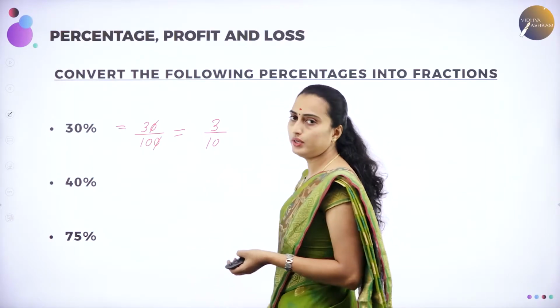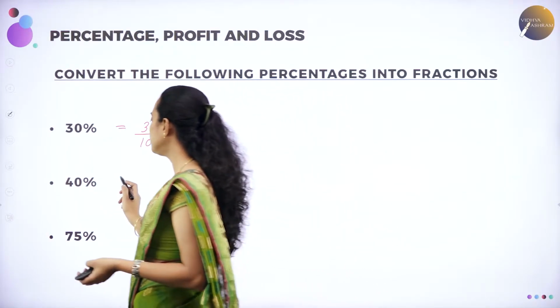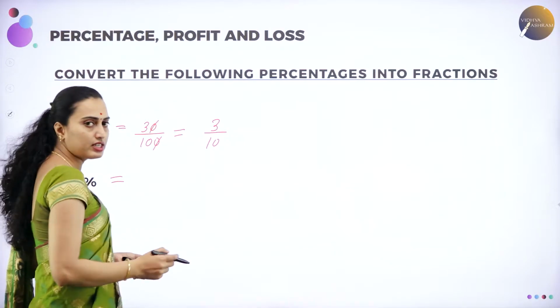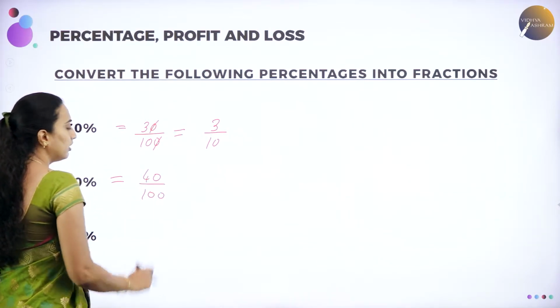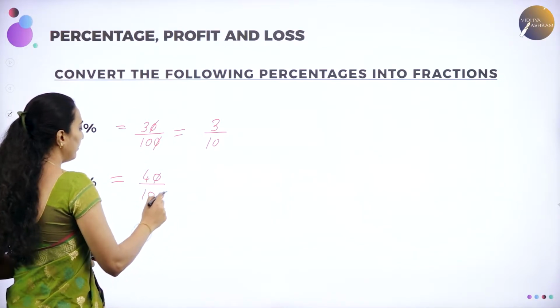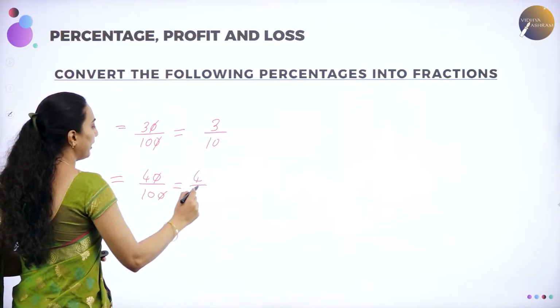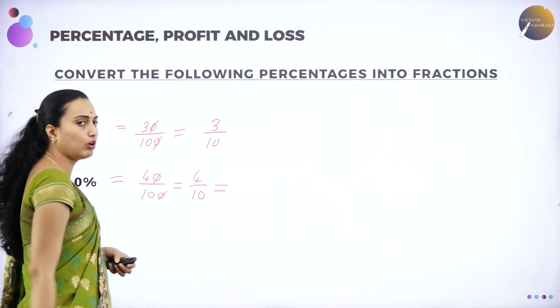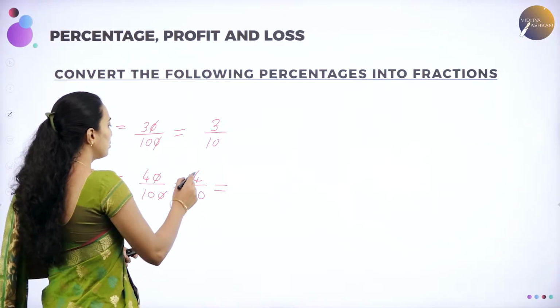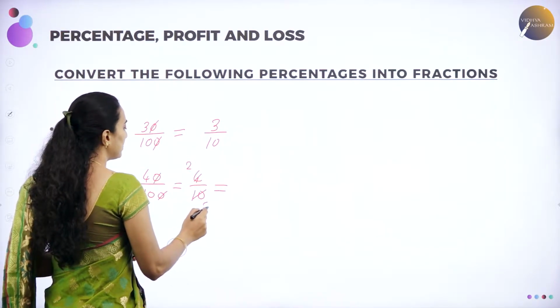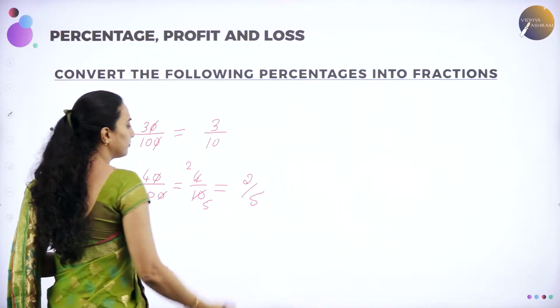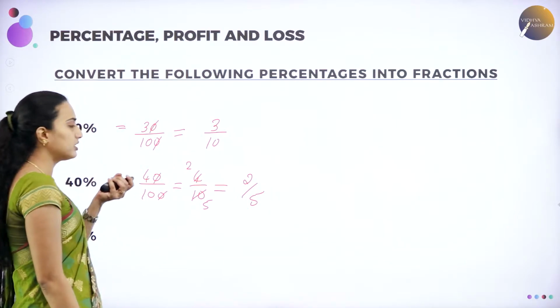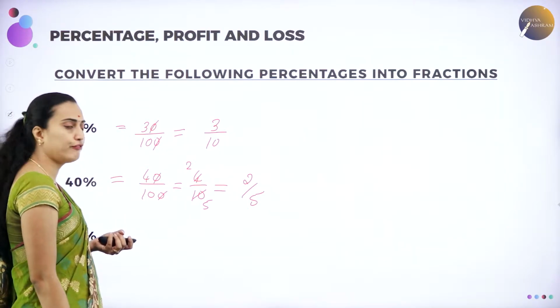Understood? Now the next problem is 40%. 40% can be written as how? 40 divided by 100. Now you cancel this and remain with 4 by 10. Now 4 by 10 goes with the common number, which is nothing but 2. 2 2s are 4 and 2 5s are 10. Correct? So therefore you write this as 2 by 5. So 40% can be written as 2 by 5.